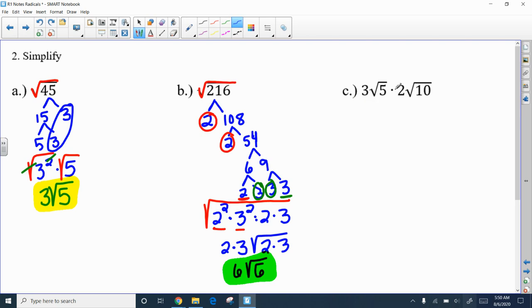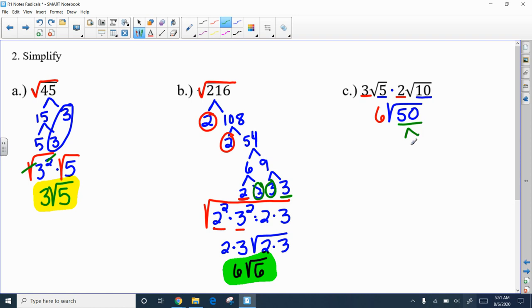So on C, notice we are multiplying. When we're multiplying, we can multiply the outsides together. We can only multiply what's on the outside, and we can multiply what's on the inside. So if I multiply what's on the outside, 3 times 2 is 6. And if we multiply what's on the inside, 5 times 10 is 50. So we have 6 square root of 50. Now, sometimes we're done, but we're not done here because we still need to simplify this square root of 50. We always want to simplify our radicals if we can.